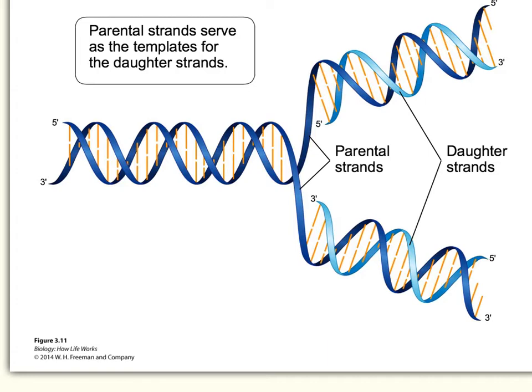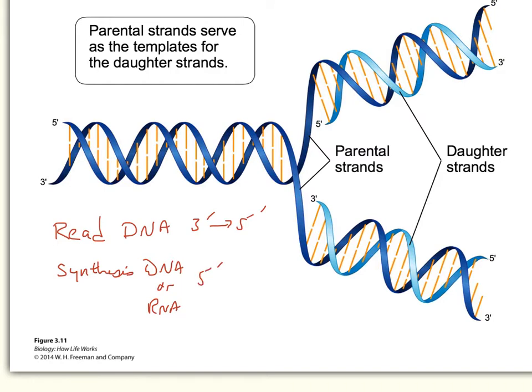So some rules, and this is true for DNA replication and transcription. These rules are that you read DNA, so the polymerase moves along the DNA, 3' to 5'. We synthesize, so synthesis of DNA or RNA is 5' to 3', meaning that you're adding nucleotides onto the 3' hydroxyl end.